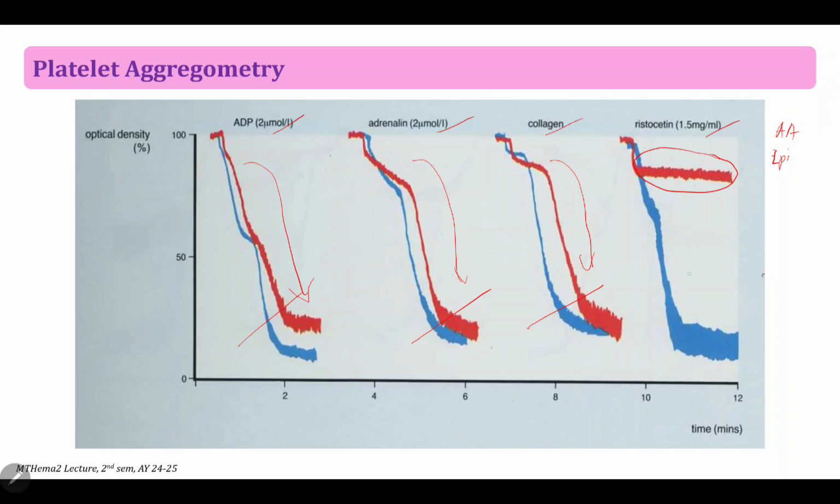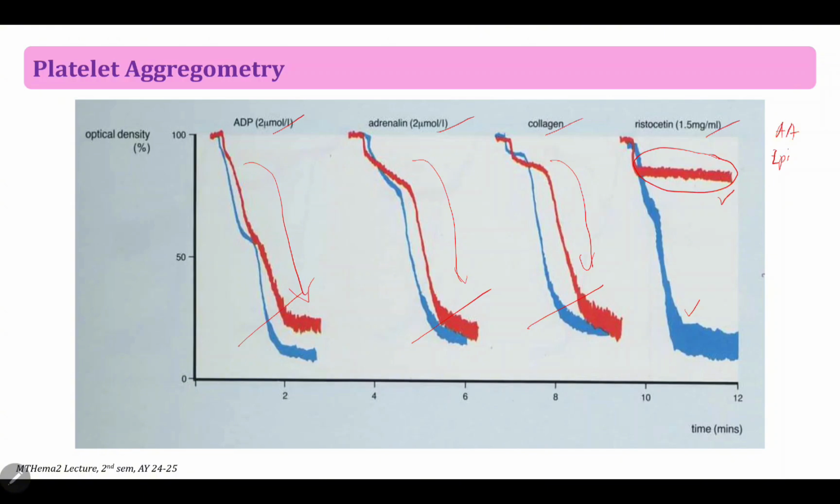Now, the initial response, which is in color blue, has a normal response. However, on its second aggregation or second phase, it is no longer normal. The platelets no longer aggregate or clump properly. So, therefore, this patient result may have a platelet aggregation dysfunction.